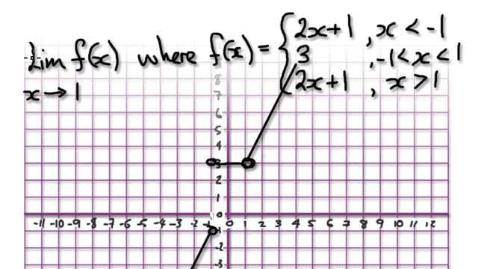Looking at this diagram, you can see that the limit as x approaches +1 will be +3. So the limit will be +3. So +3 is your answer. Okay.